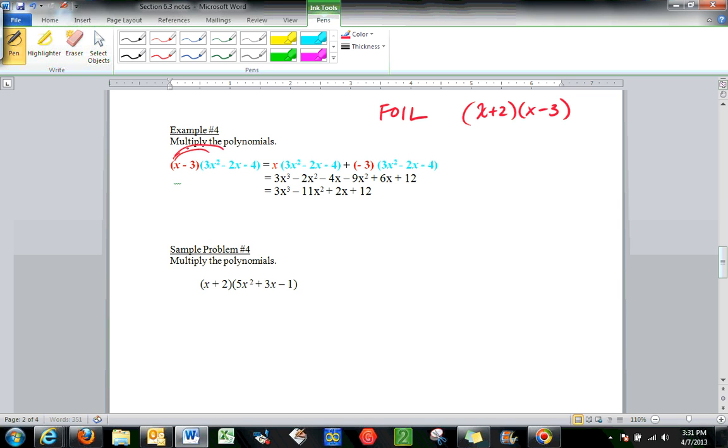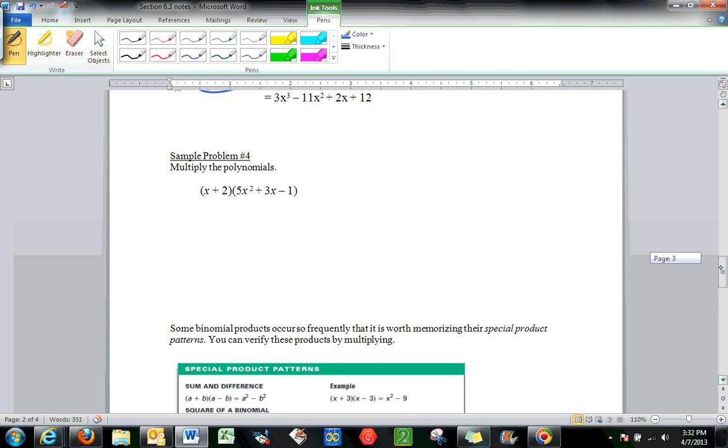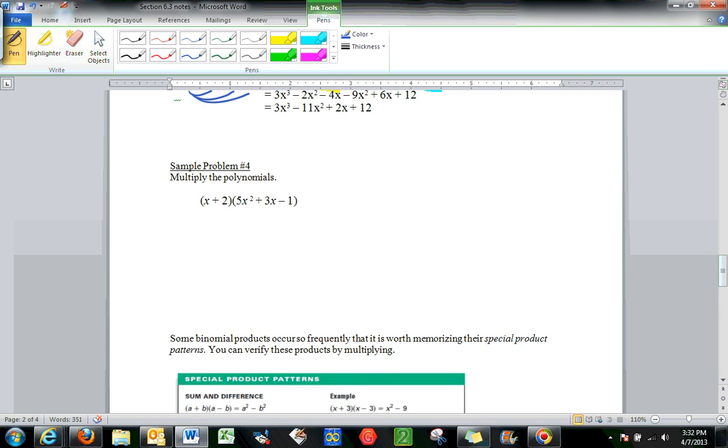all you're doing is distributing the x, or the first term, to everything, and that's going to be taken care of right there. In the second step, we're going to take the -3 and distribute to everything in the second term, and of course that's taken care of in the second step. And then once you've distributed everything, you can combine like terms and get your final answer. So distributive property, which is what FOIL is based off of, is really the method that you're going to be using here. So if you go down to sample problem number 4, go ahead and pause the video and use the distributive process to multiply these two polynomials.